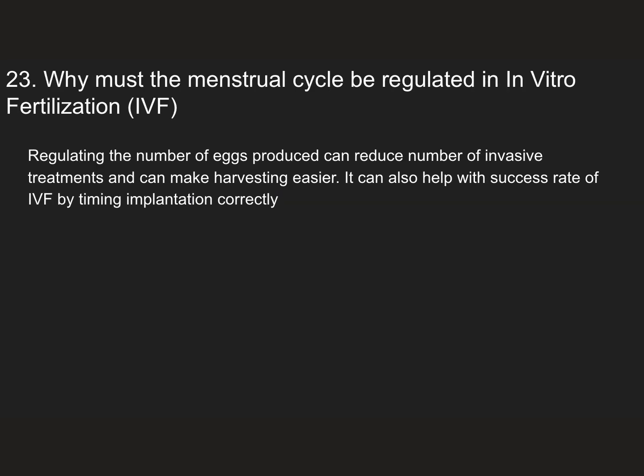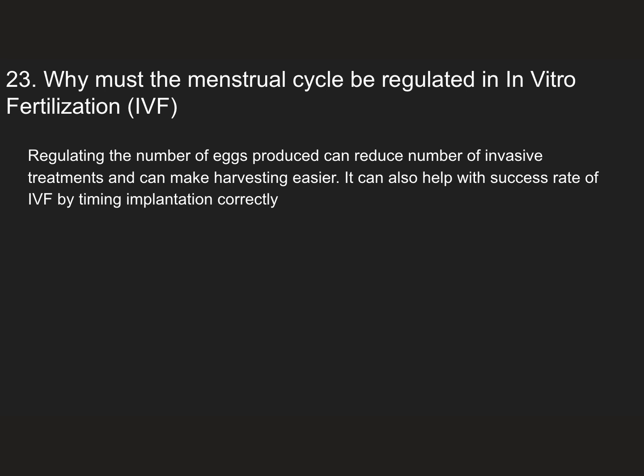All right, why must the menstrual cycle be regulated in in vitro fertilization? A couple of reasons. Regulating the number of eggs produced can reduce the number of invasive treatments. Let's start there. You take medication to hijack the menstrual cycle so that you can time the release of eggs, so that doctors can gather as many eggs as possible.